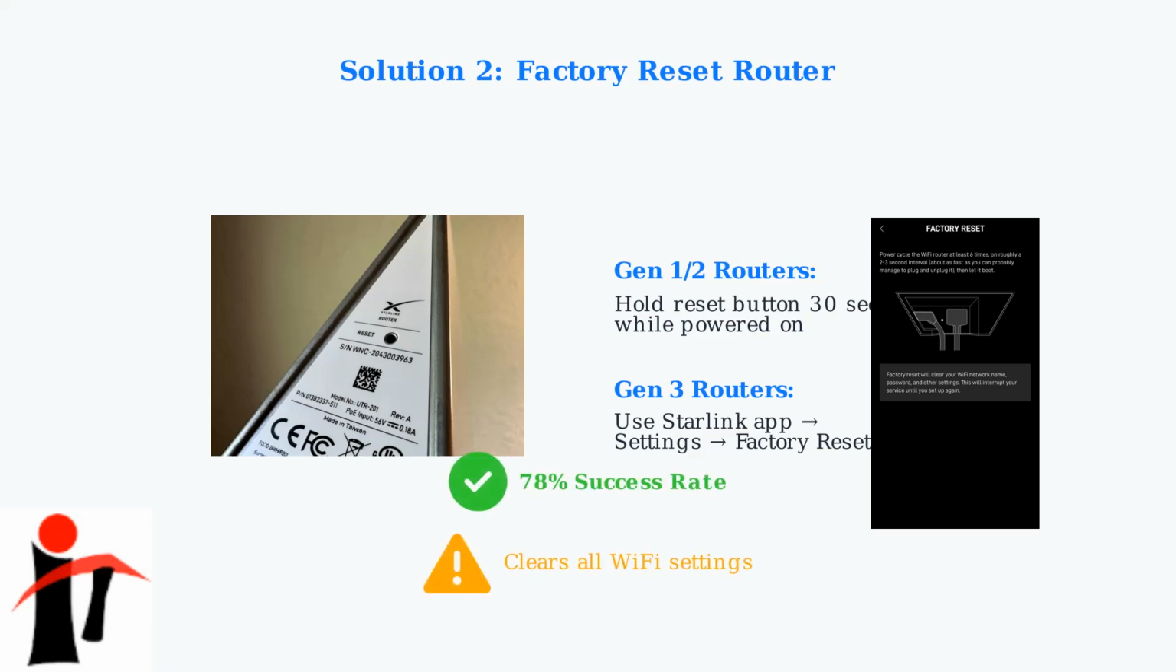Factory reset has a 78% success rate, but remember that this will clear your Wi-Fi network name, password, and other custom settings. You'll need to set these up again after the reset.